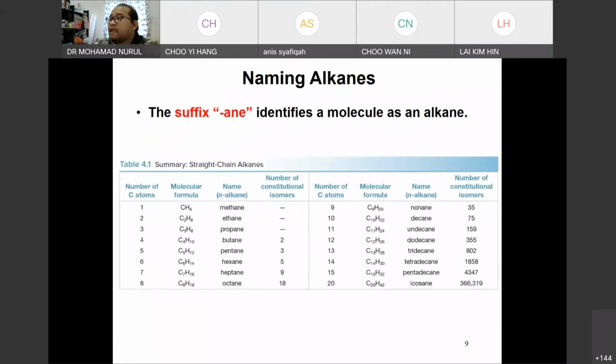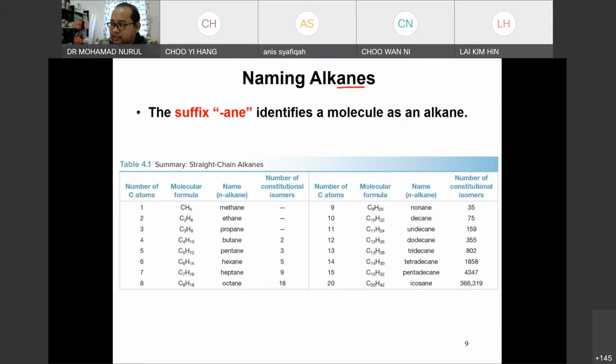Okay, naming the alkanes, they have the suffix -ane at the end, okay, because alkanes, A and E. So you have to remember this one, it doesn't have any choice. For example, octane, nonane. This one, 1 to 7, 1 to 8 is okay, but 9 to 20 is difficult because you have to memorize this one. Okay.